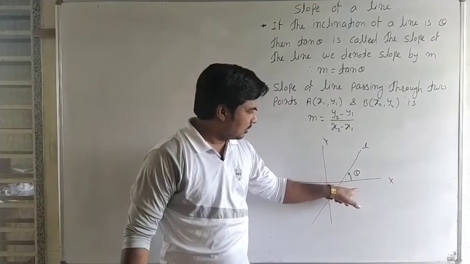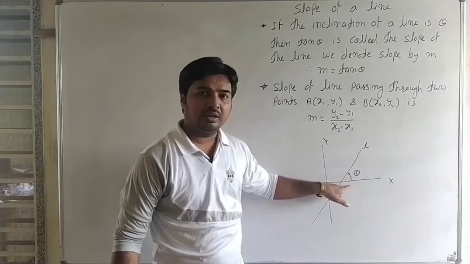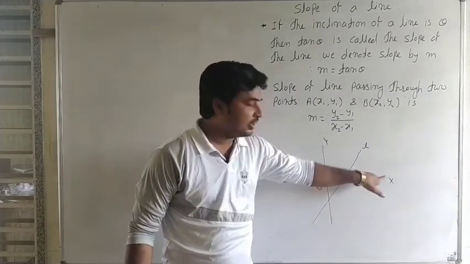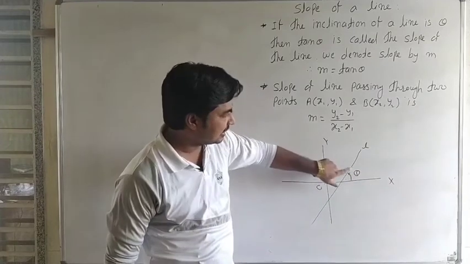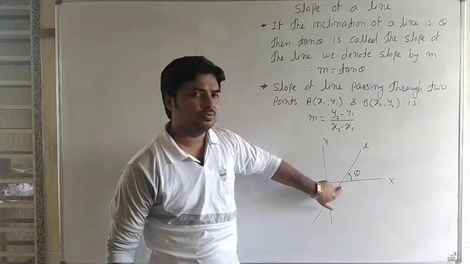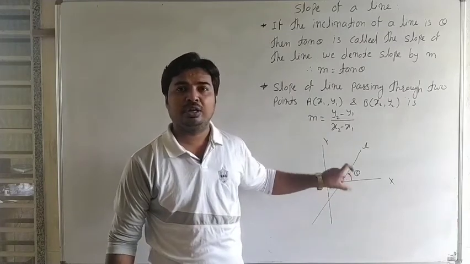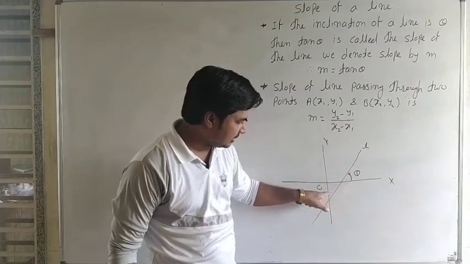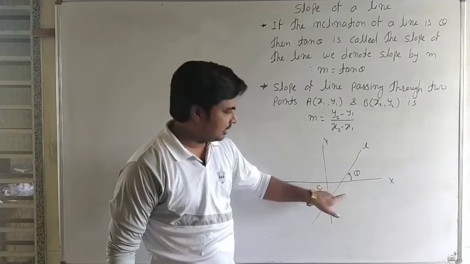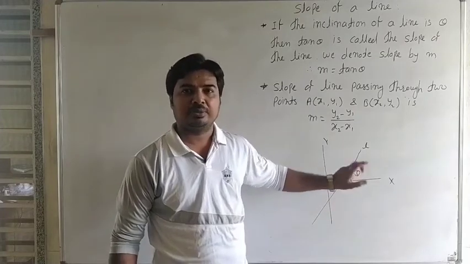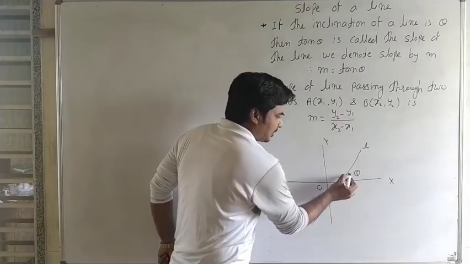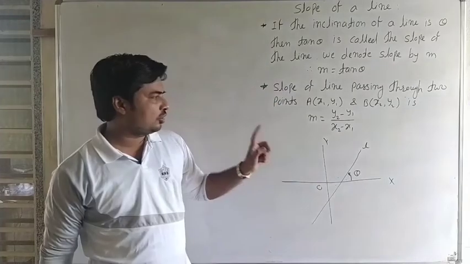Here the inclination of the line with the positive direction of the x-axis is theta, and suppose this other angle has measure phi. We denote it as minus phi. The measure of the angle is phi, but we denote it as minus phi. We will see this later.